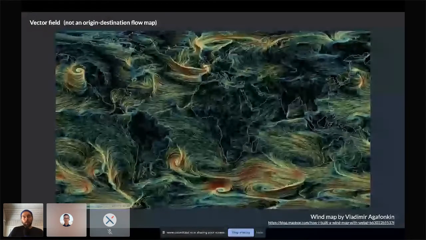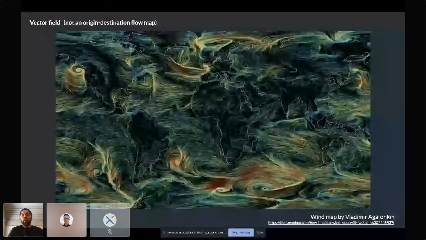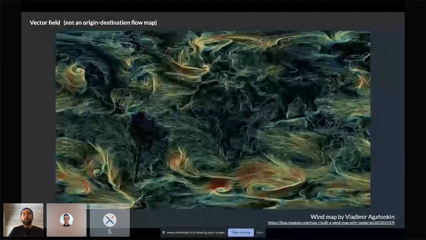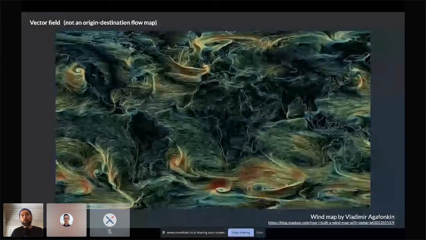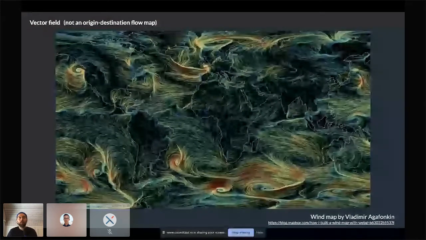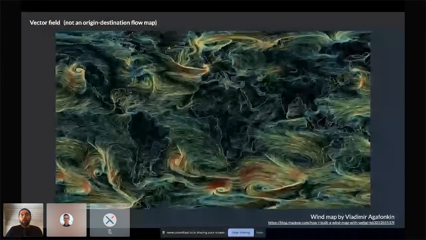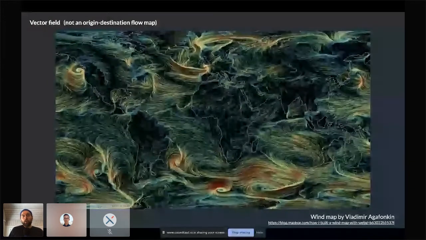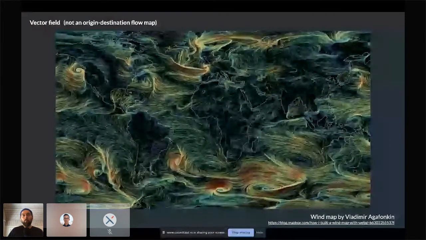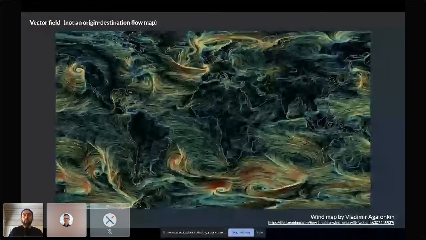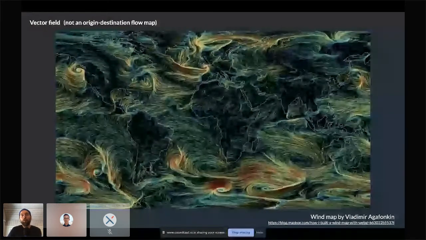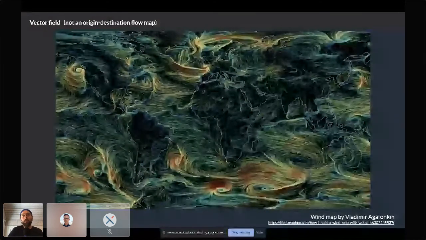This is similar to the previous one, but I wouldn't consider it a flow map, actually. It's a vector field representation. This is a wind map showing the speed and direction of the wind around the globe. And here, actually, there are no origins and destinations. There is a vector in every point with a certain direction and speed. It's a different kind of data, although the representation is somewhat similar.